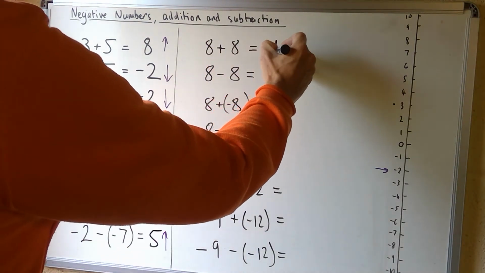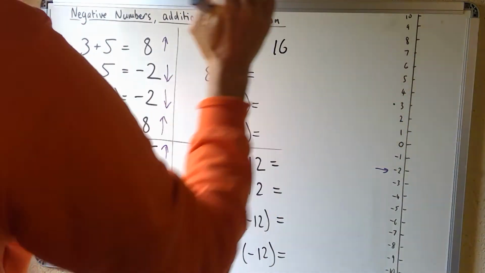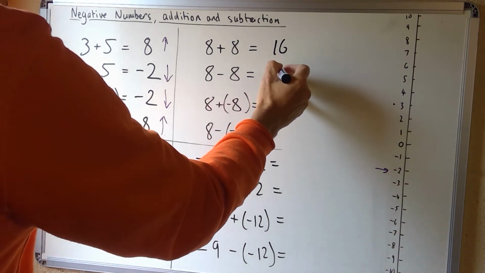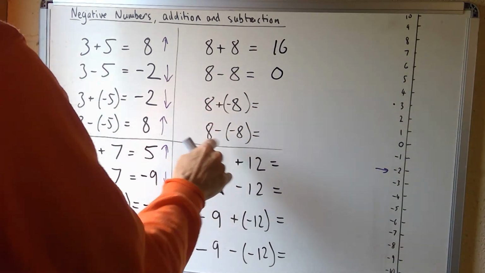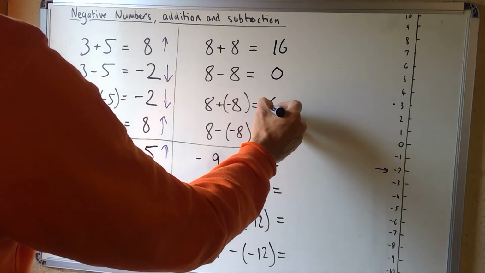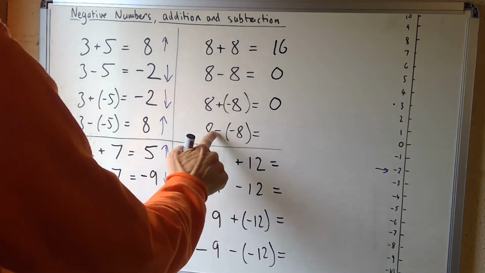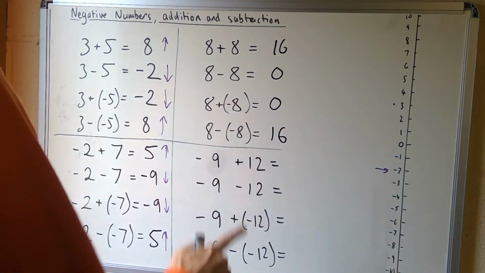8 plus 8 is 16. This would actually take me off my number line, so you're going to have to use your imagination here. 8 take 8 is 0. Those two seem really obvious, but often people get caught out with these when really they're the same. Adding negative 8 is going to take me to 0. Taking negative 8 is going to take me up to 16.